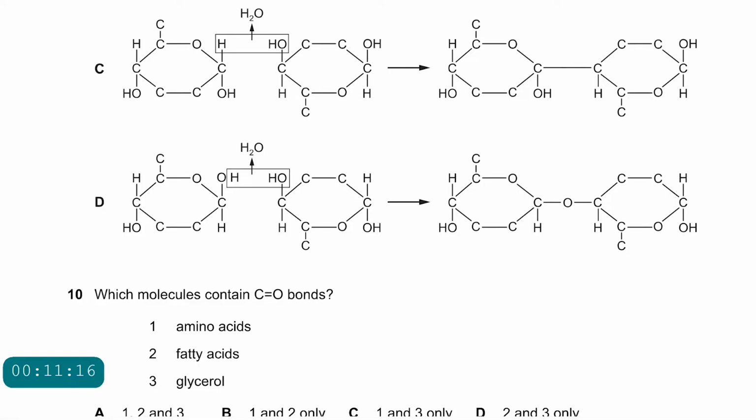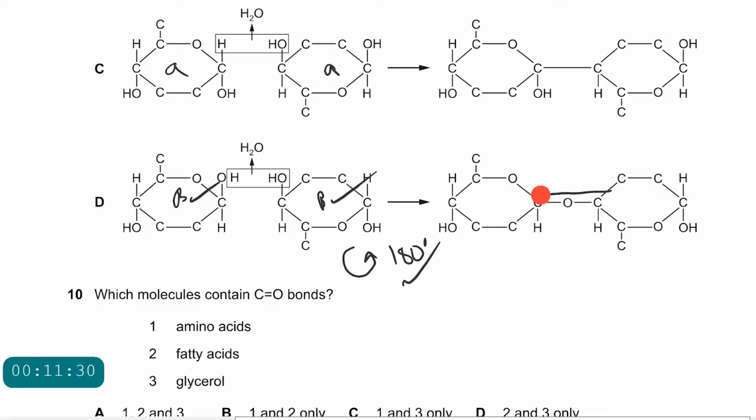For C, the same issue, it's also alpha glucose and alpha glucose. For D, this is beta glucose, so this is right. And the second monomer is rotated 180 degrees, so that is also right. And the glycosidic bond forms perfectly here. Therefore, the correct answer is going to be D.